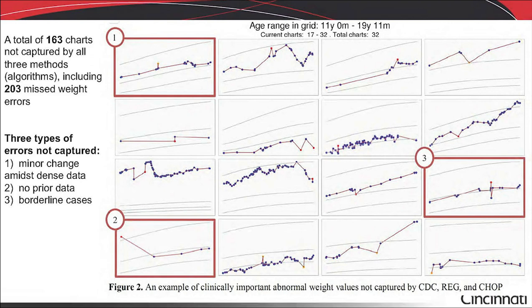Basically, simply speaking, there are three types. One is a minor change. As number one shows, it's an obvious error, but everyone else lines up well, so it's not going to be captured by the algorithm because it looks at the points before and after, mostly before.